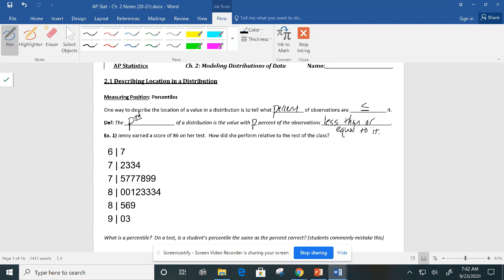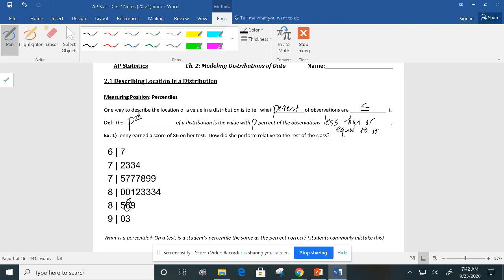So let's look at our first example. I'm going to do this one actually at home. Jenny earned an 86 on her test. How did she perform relative to the rest of her class? We're looking at a stem plot here. Here's 86. In order to determine how she did, we want to see how many of the scores are at or below her score.